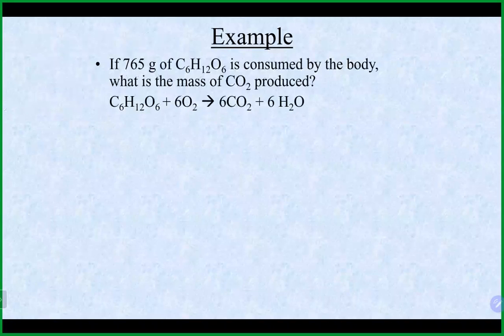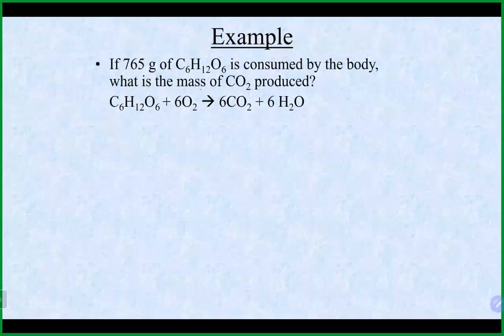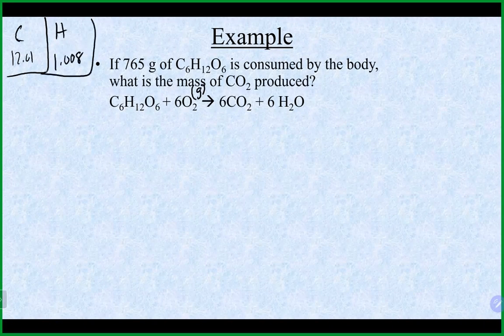If you started with 765 grams of C6H12O6 and it's consumed by the body, what is the mass of CO2 produced? We are looking for grams of CO2, basically. Some helpfulness here: carbon is 12.01 on the periodic table, hydrogen 1.008, and our friend oxygen still 16. So again, follow those 4 steps.